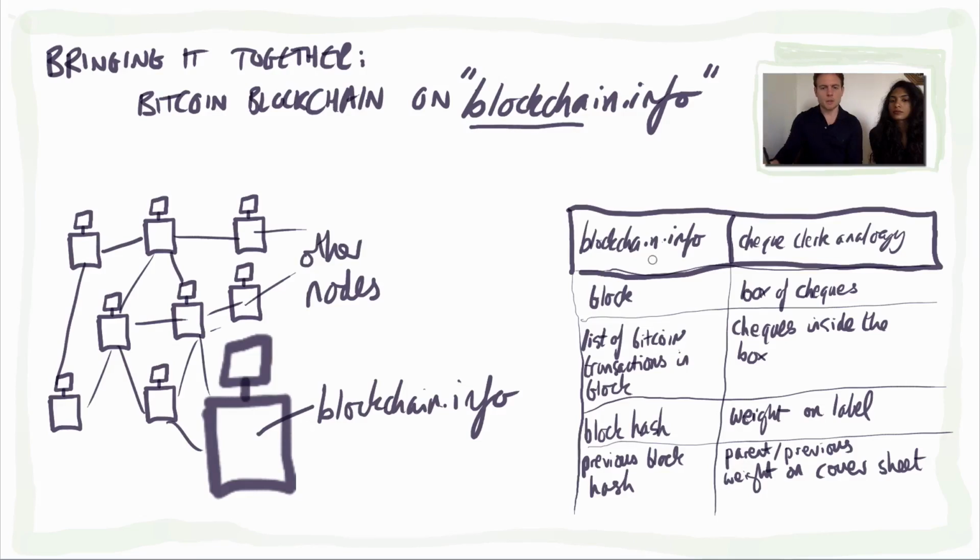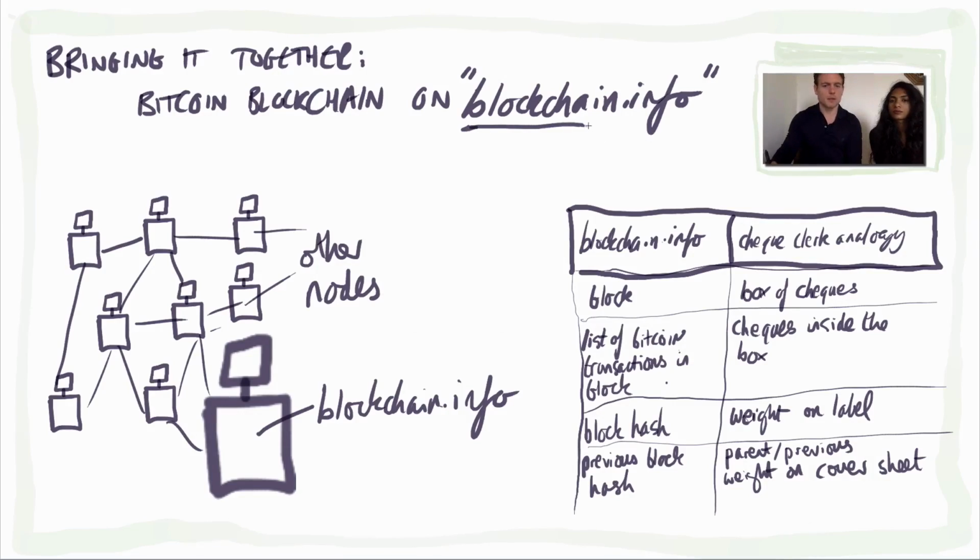So I'll come back to this table in a second. Basically there's a table here with the equivalent entities in the blockchain.info site and what they correspond to in the real world example, right? So blockchain.info.